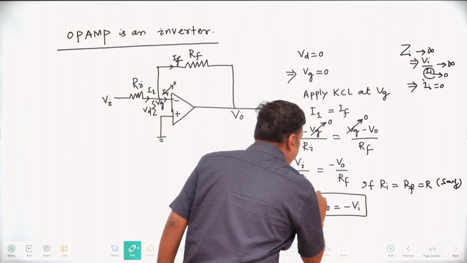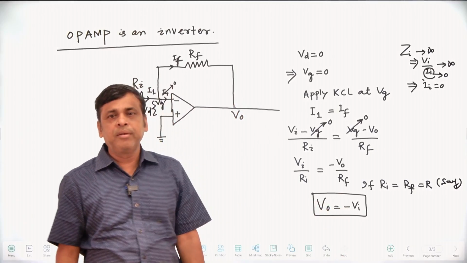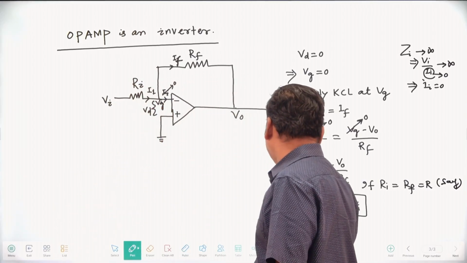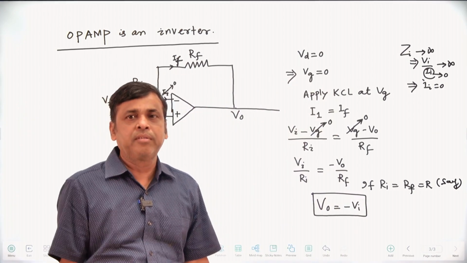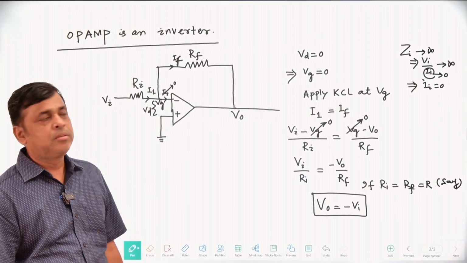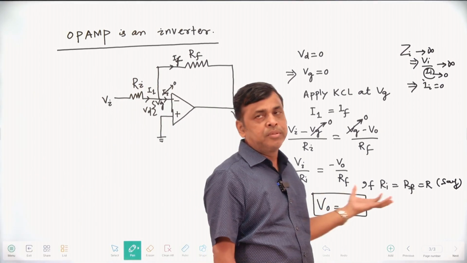That is why the output voltage equals the negative of the input voltage. What does it mean? The output voltage is the negative of the input voltage, and that is nothing but an inverter. So the function of the operational amplifier here is nothing but an inverter.